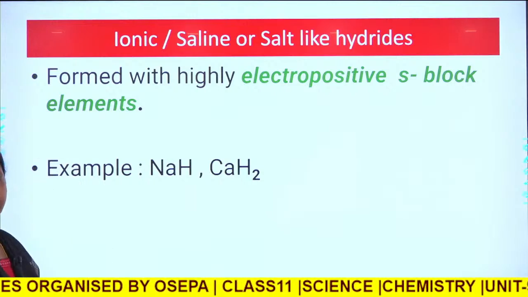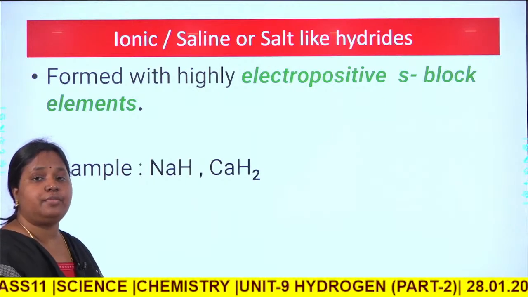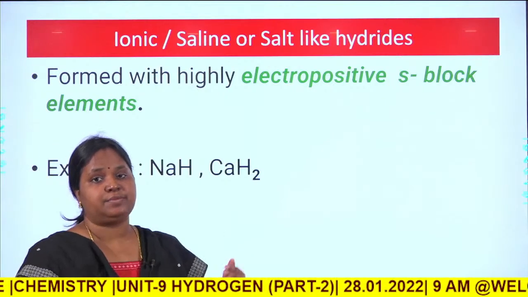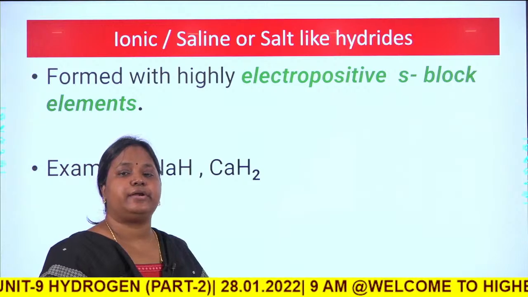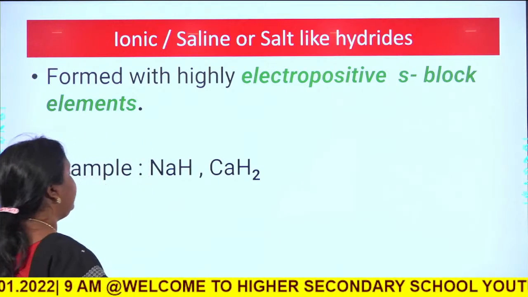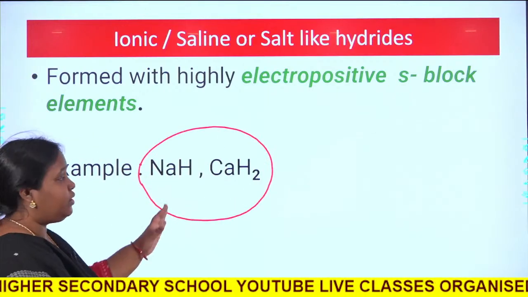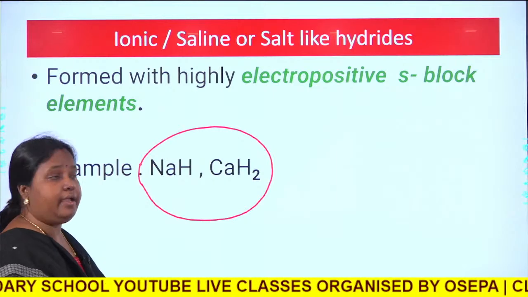So what are ionic hydrides? The ionic hydrides are formed between hydrogen and S block elements. When S block elements react with hydrogen, we will get ionic hydrates. Example: sodium hydride, calcium hydride. All of these are examples of ionic hydrides.